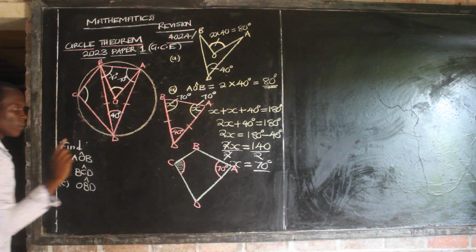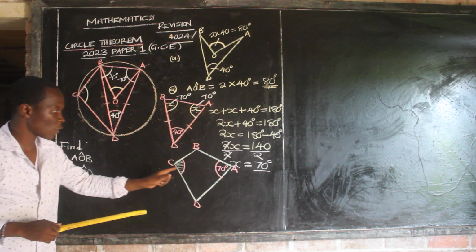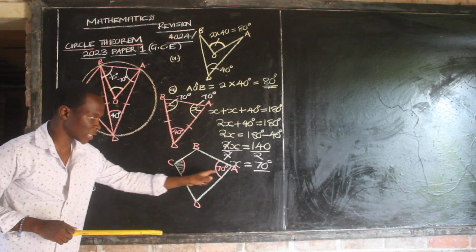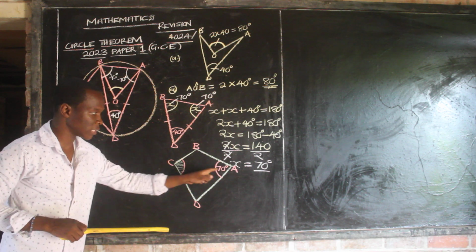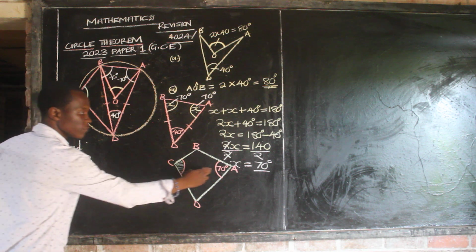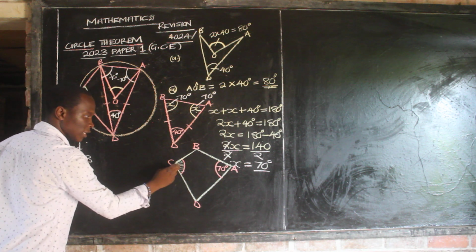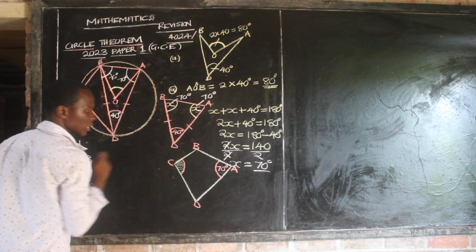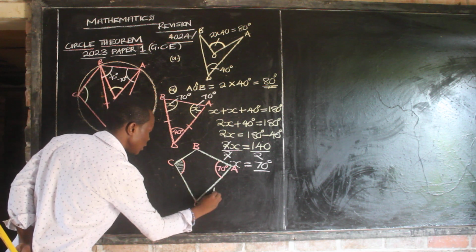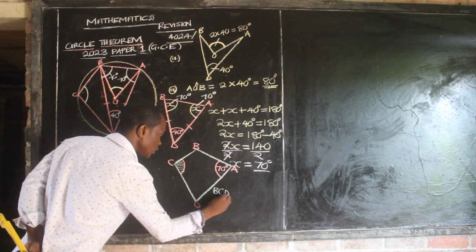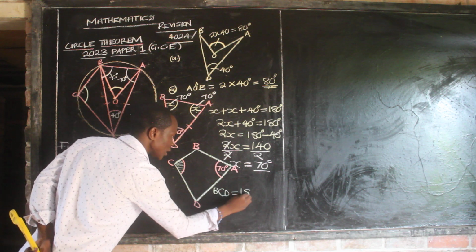are going to apply a property which states that opposite angles of a cyclic quadrilateral add up to 180. So these two angles add up to 180. Out of 180, we have 70 degrees, so we need to find this angle. So for us to know this angle, which is BCD, you just say it is equal to 180 degrees.